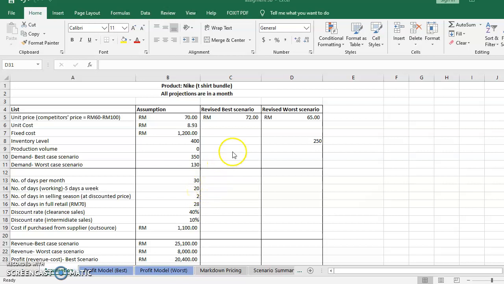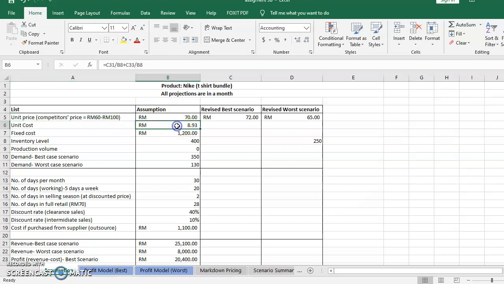My current business is Nike T-shirt bundle, which I buy from a supplier and sell online and at my retail shop. So in my assumptions sheet, all projections are in a month. The unit price is 70 ringgit, which is a stable price for a new starting business in Nike T-shirt bundle, as my competitors' price is between 60 ringgit to 100 ringgit per unit.